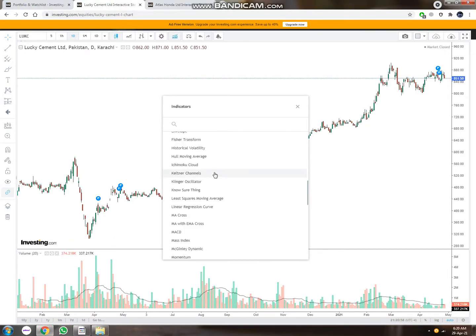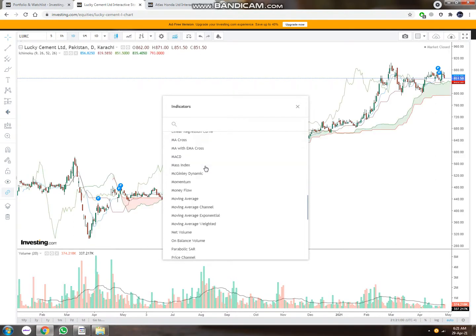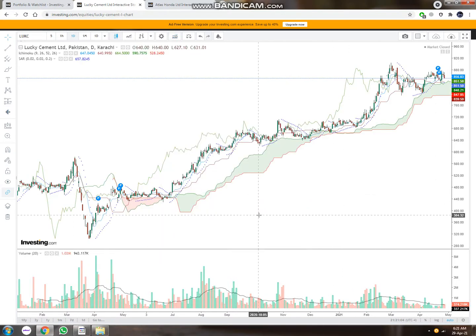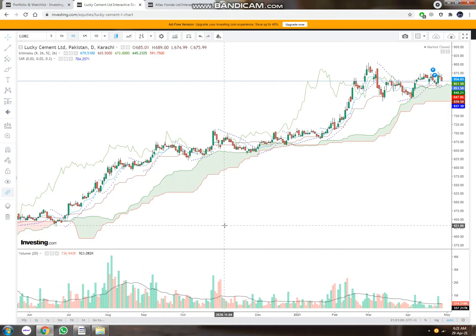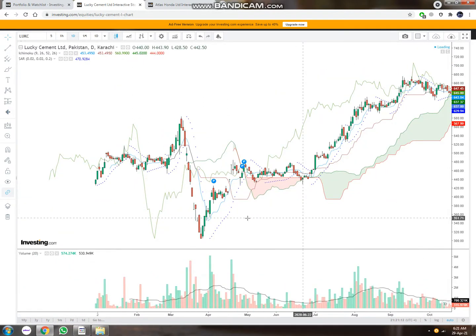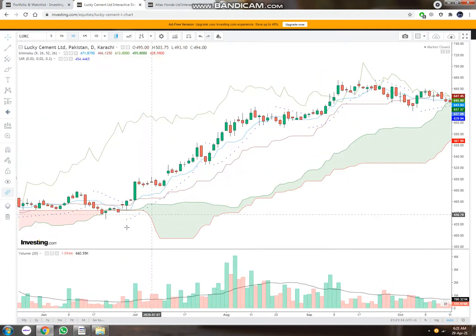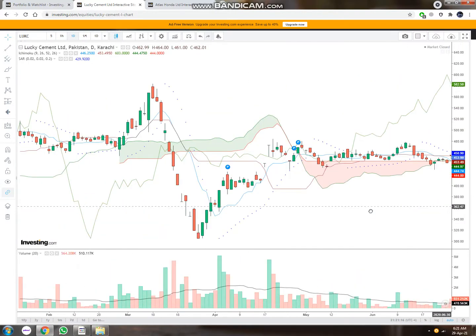With Ichimoku cloud it is better to use parabolic SAR. It will help guide you along the way. Now you can see that this is the Ichimoku cloud. It seems very complicated, but once you understand it clearly, it will be easy for you to know where the market is heading.